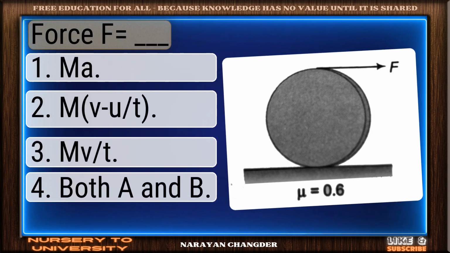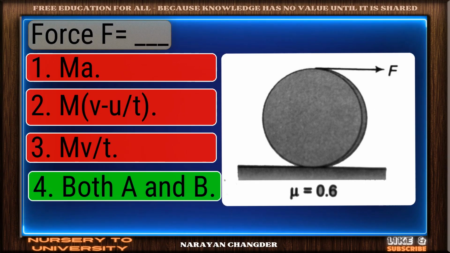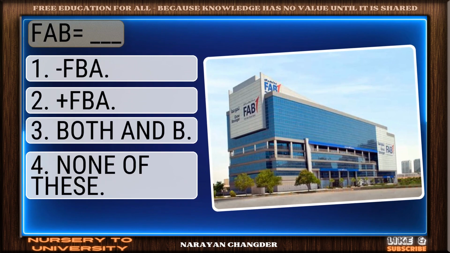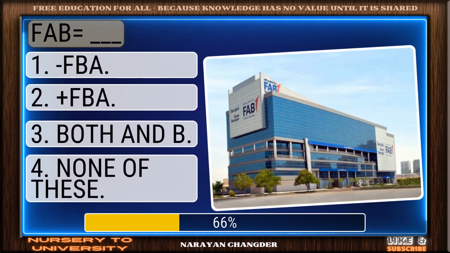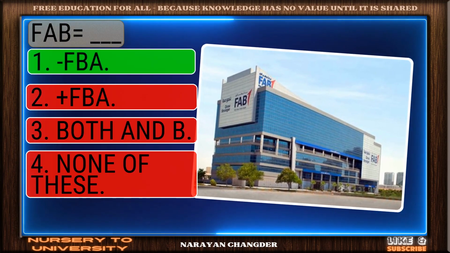Question number 254. Force equal to dash. Good thinking. Both A and B is the right answer. Question number 255. F_AB equal to dash. Well reasoned. F_BA is the correct choice.